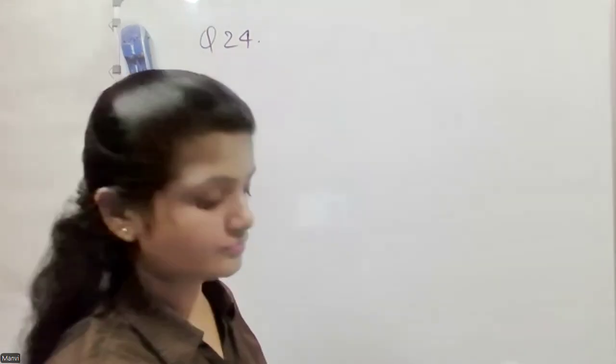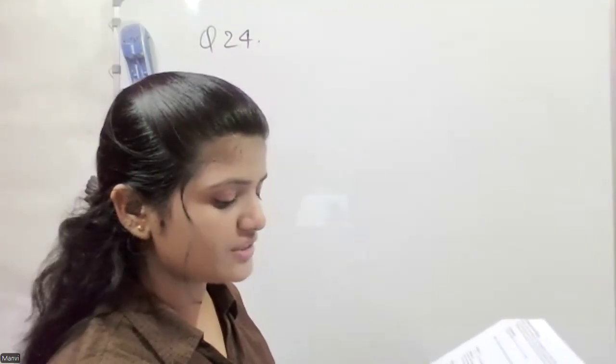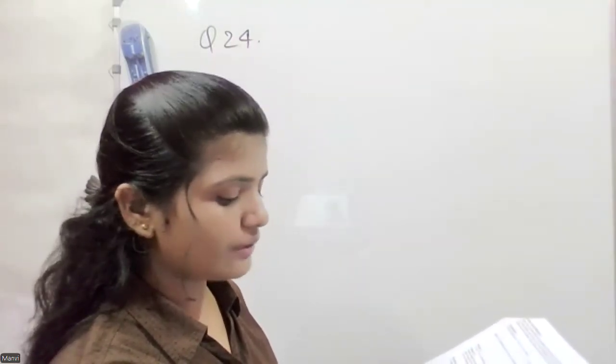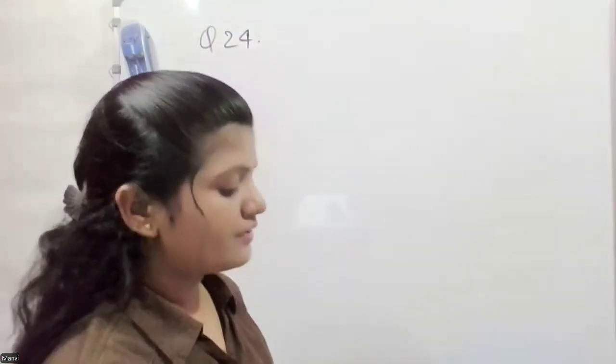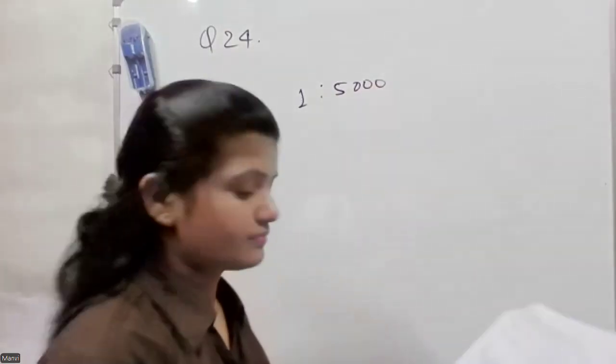How did you do question number 24? It says a 50-meter long golf course is represented by a 1 centimeter line. We need to calculate the scale. So 1 centimeter equals 50 meters, and we need to convert that into centimeters, because we always try to have the same unit on both sides. So 50 meters will be equal to 5,000 centimeters. So the scale will be 1 ratio 5,000. That is the scale, not the scale factor.